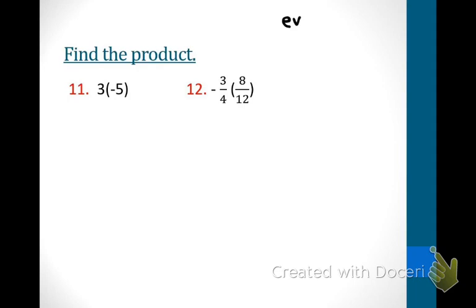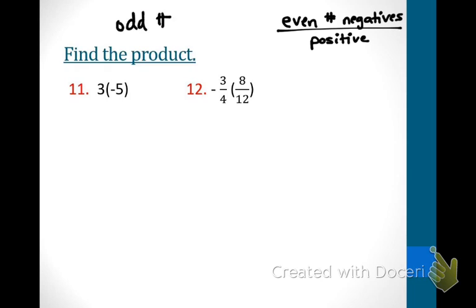If you have an even number of negatives, will your answer be positive or negative? Positive. It will be positive. Which means the opposite. If you have an odd number of negatives, what's your answer going to be? Negative. It's going to be negative. This is the rule that you need for multiplying or dividing. Okay, so write that in your notes for me, please.